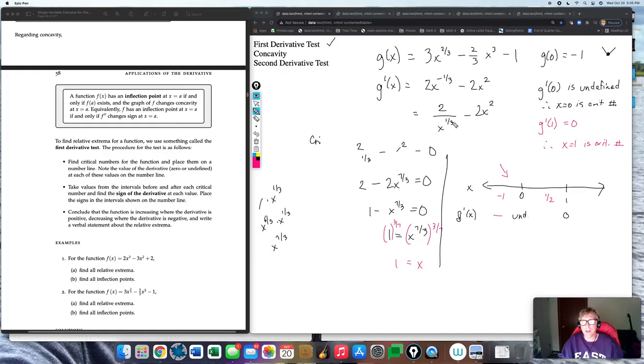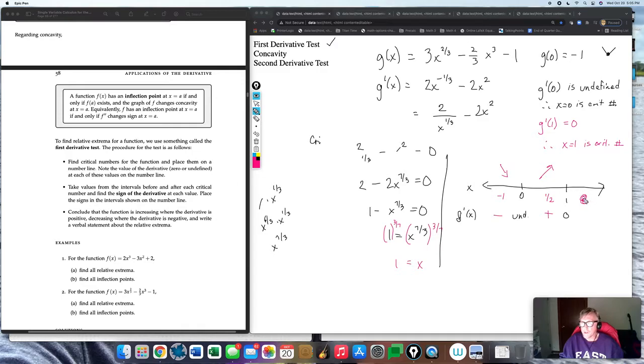I think that's 1/8. And 2 divided by 1/8 would be 16. And 16 minus 2 times 1/4, that's definitely positive. Okay, and then let's put a big number like 2 in there. So then we have, let's put a better number like 8. 8 is a better number, right?